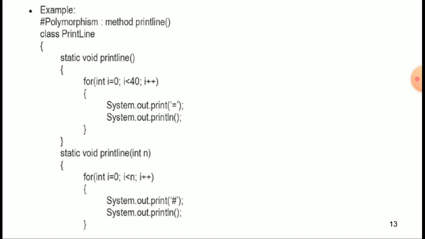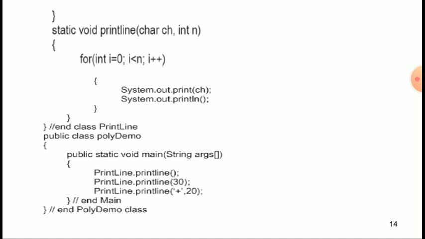System.out.print, end of the curly brackets, end of the curly brackets, static void println(char ch, int n), for loop int i = 0, i less than n, i plus plus, starting curly brackets, System.out.print(ch), System.out.println, end of the curly brackets, end of the curly brackets, and class PolyDemo, public static void main(String[] args), starting curly brackets, PrintLine.println(), PrintLine.println(30), PrintLine.println('+', 20), end of main and end of the PolyDemo class. So that is an example of polymorphism.